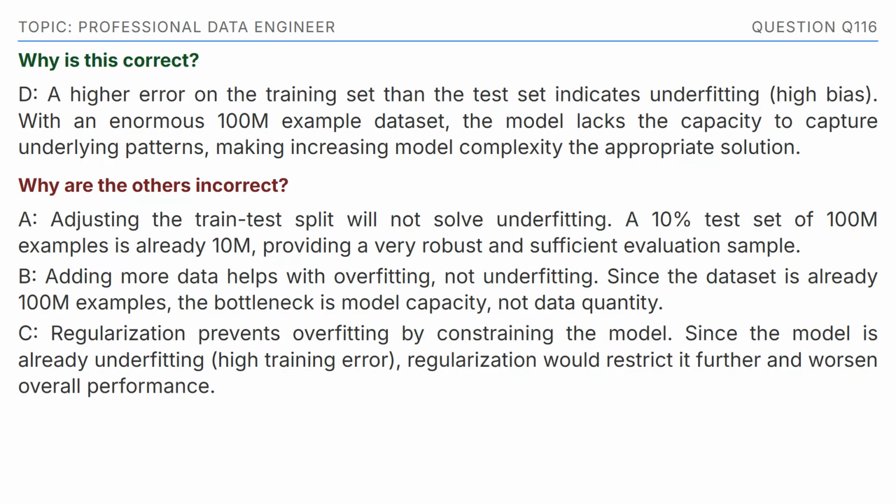Why is this correct? D. A higher error on the training set than the test set indicates underfitting, high bias.